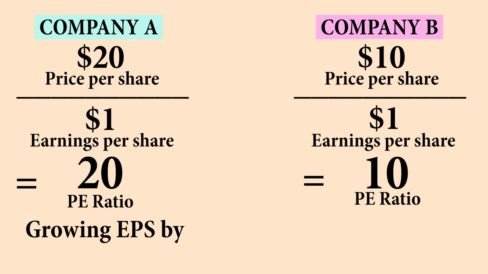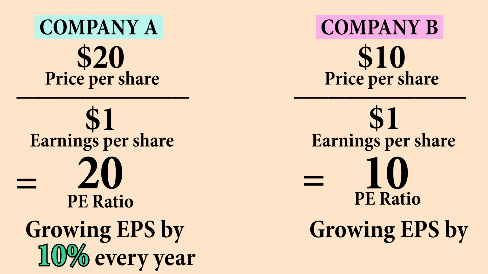But wait, we're gonna add one more component into the mix. Earnings per share growth rate. Company A is growing its earnings per share at 10% every year, but Company B is only growing its earnings per share at 5% every year. So now when we look forward 10 years, the numbers start to show a very different story.